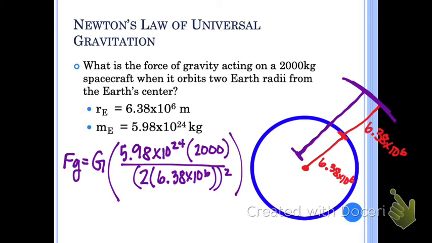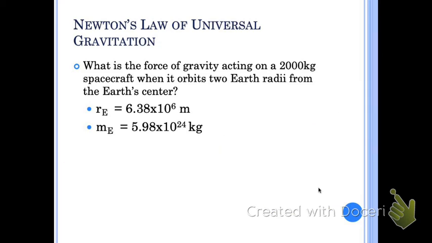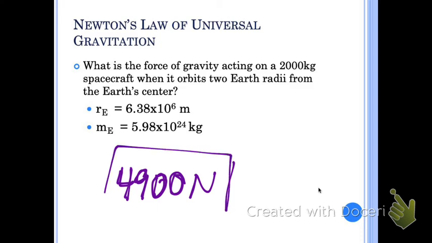You could also just add them together before you even plug it into the radius. I think we end up with 4,900 newtons, or something very close to that. Do I need to show the math for that, or do we feel okay with that? Okay, so we end up with 4,900 newtons, and that's enough to hold that object in its circular orbit.